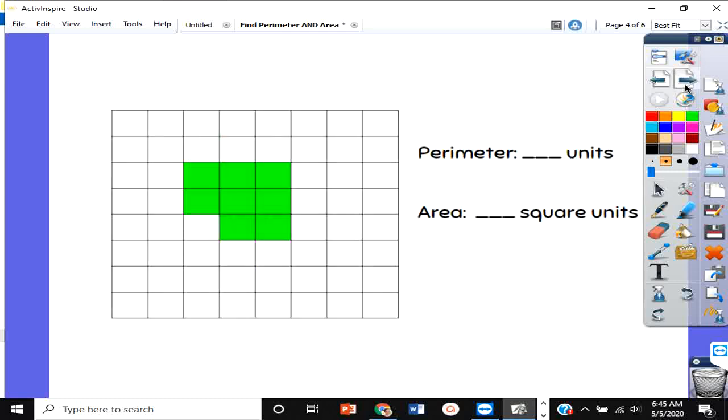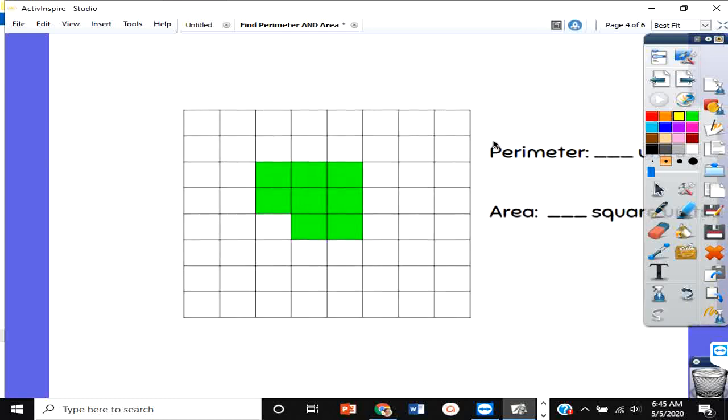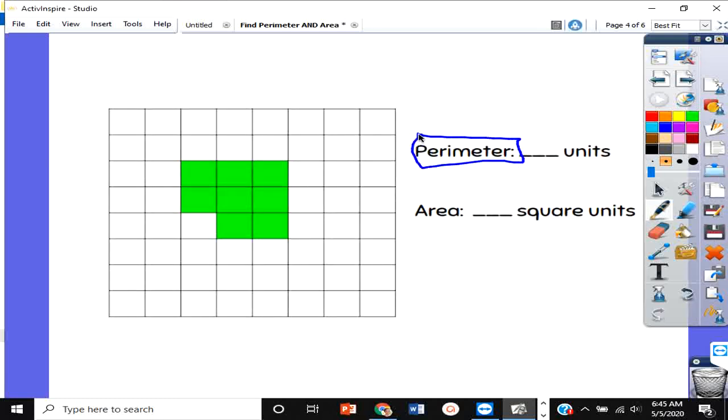All right, remember, perimeter is the outside. So let's count the outside side lengths. 1, 2, 3, 4, 5, 6, 7, 8, 9, 10, 11, 12. 12 units is my perimeter. And my area, or the inside, let's see how many squares it takes to fill the inside. 1, 2, 3, 4, 5, 6, 7, 8. It took 8 squares to fill the inside, so the area of this figure is 8 square units.